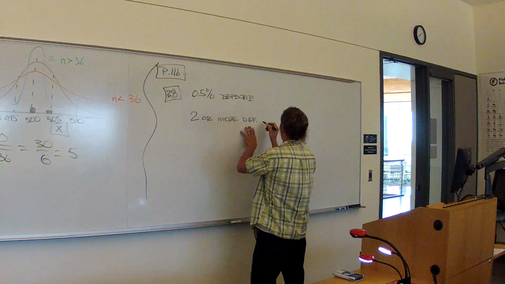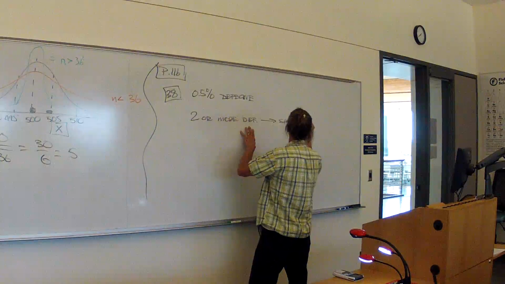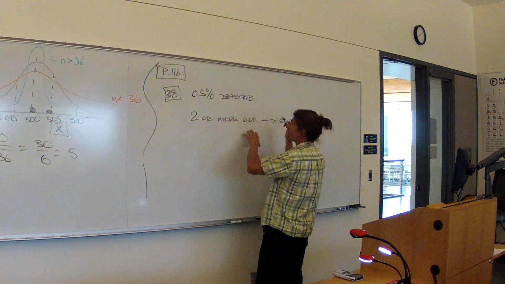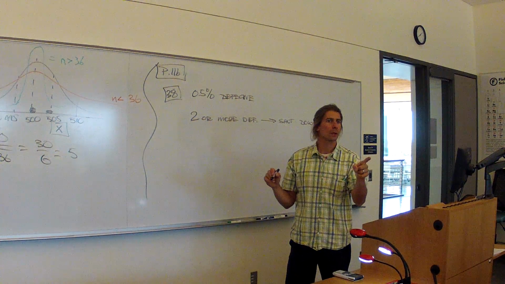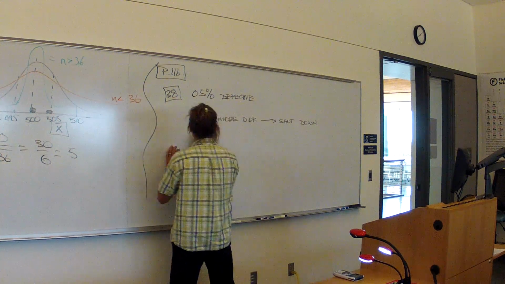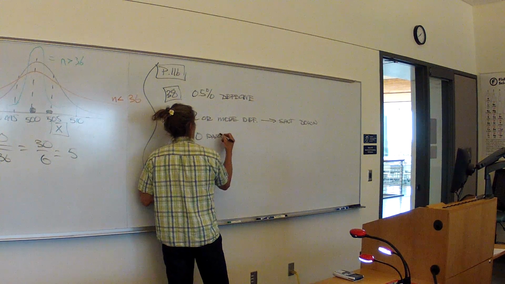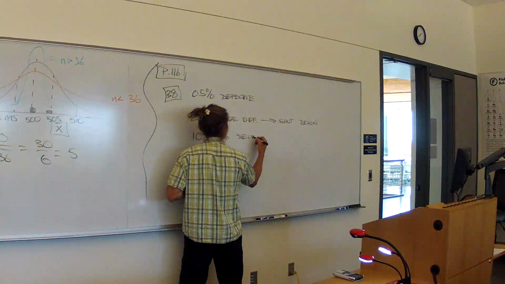Backwards. I love this. Two or more defective, we're going to shut it down. And how many parts are selected? A random sample of 10 parts produced by this machine contains two or more defective. So, here's the information I was given.